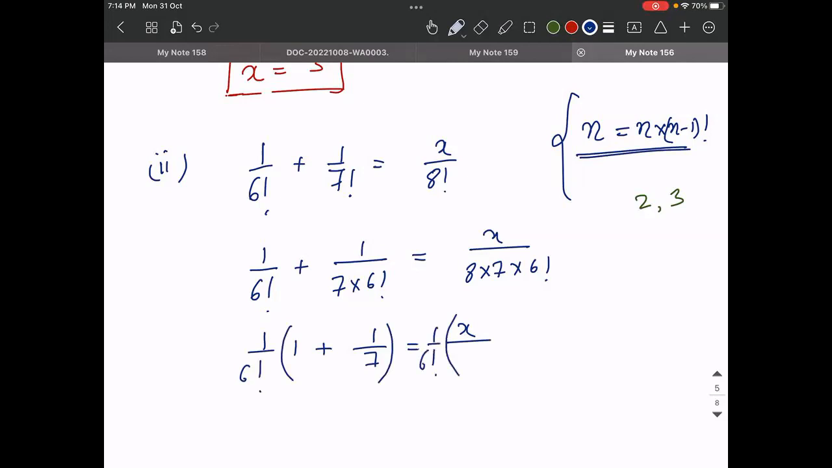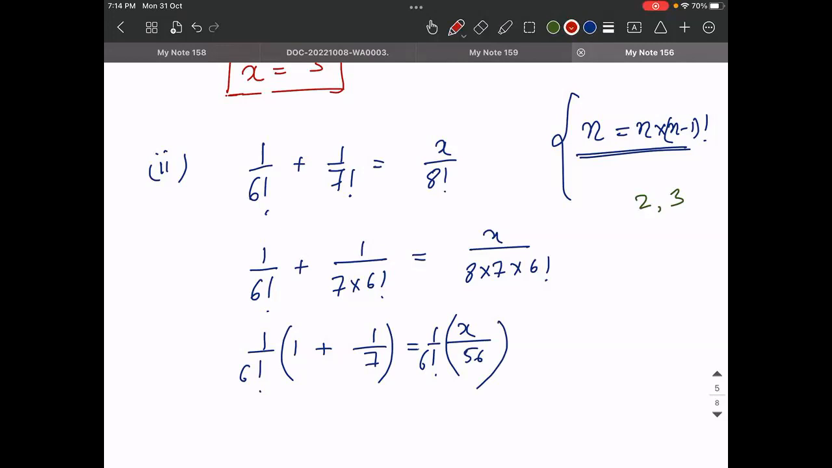How much? X upon 8 into 7 is how much? Louder. What? How much? 56. Now solve it. Solve for x.